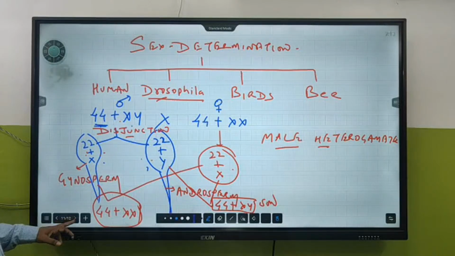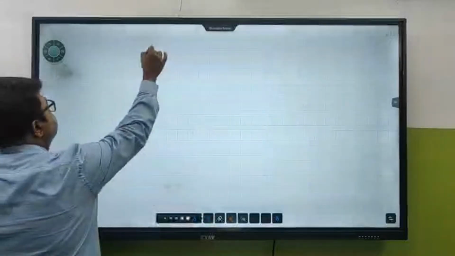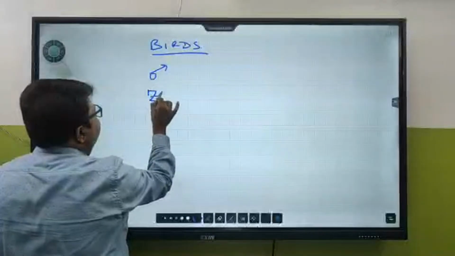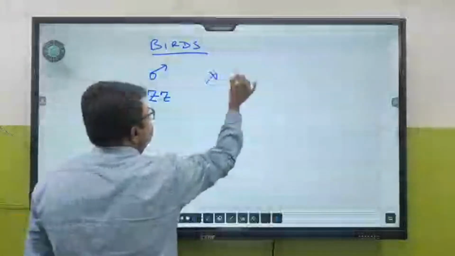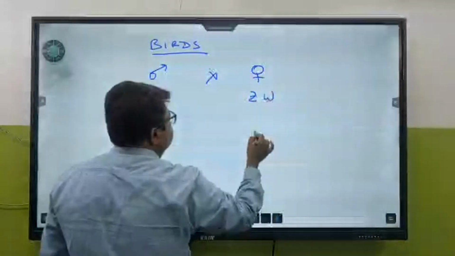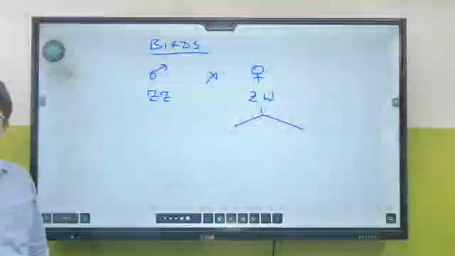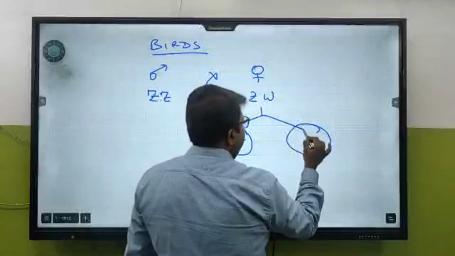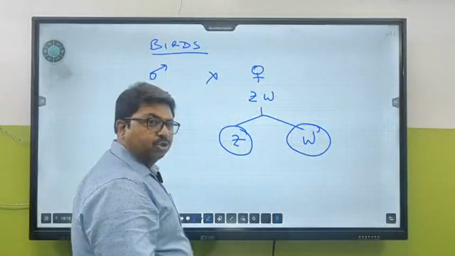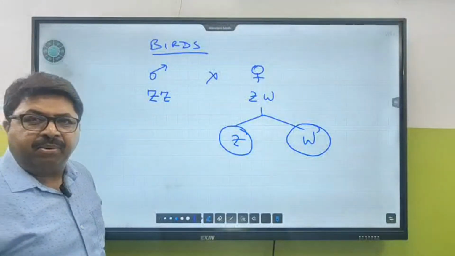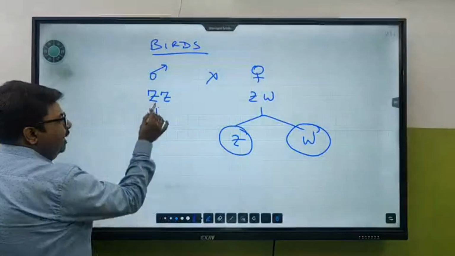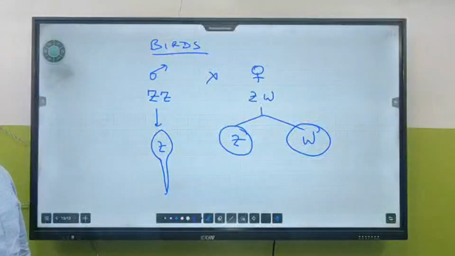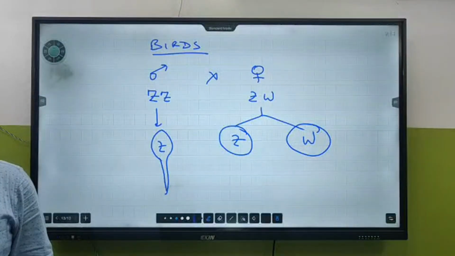Great, in birds the male has ZZ chromosomes, crossed with female ZW. So who is going to give rise to two different types of gamete? Female is going to have different types of gamete. One will contain Z and one will contain W, so two eggs having two different types of chromosomes. But male is only going to have Z in their sperm, so one type of gamete. So the male is homogamete, but what is the female over here?